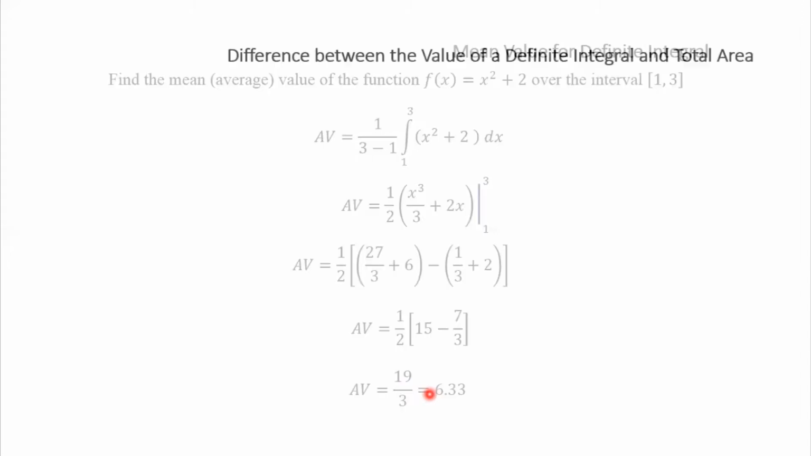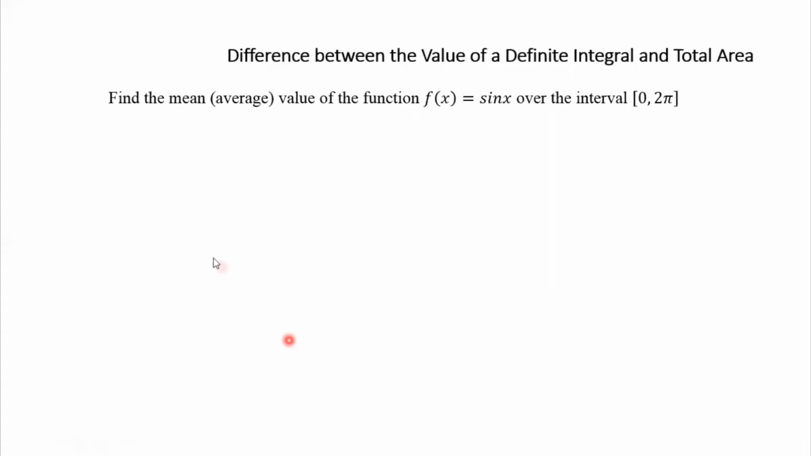Okay, so this time we are going to find the difference between the value of a definite integral and a total area. So how? Suppose we have this problem: find the mean or the average value of the function f of x equals sine x over the interval 0 and 2 pi. So sine x, what's the graph of sine x? How to find the mean value?